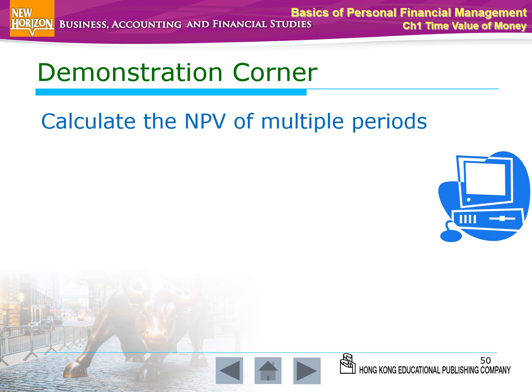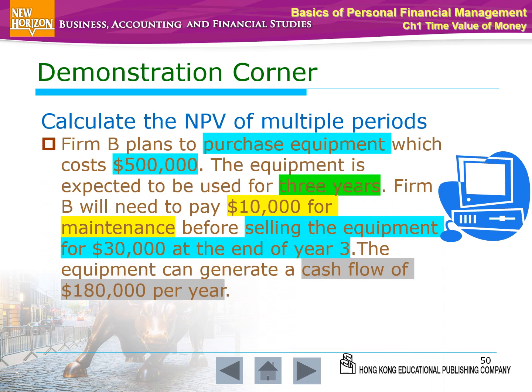Demonstration corner. Calculate the net present value of multiple periods. Look at the case. Firm B plans to purchase equipment which costs $500,000. This is an initial investment. The equipment is expected to be used for 3 years.